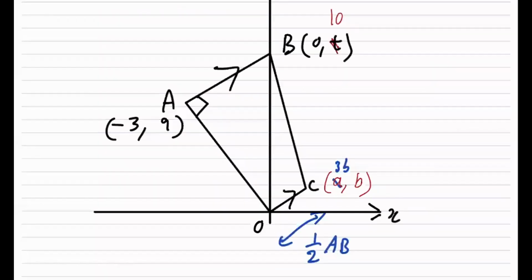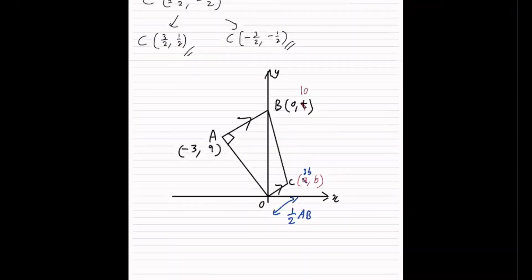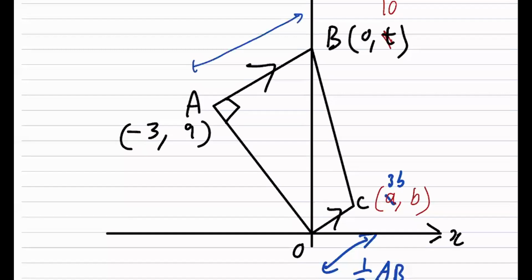Yeah, half AB. We know the length of AB is square root of 10 already, but can you see that there's a horizontal followed by a vertical here? Can you see that? So what's the distance traveled? Plus 3 here, plus 1 here, right?